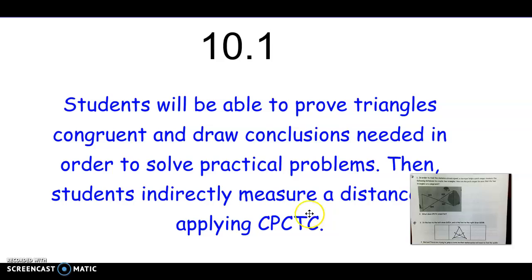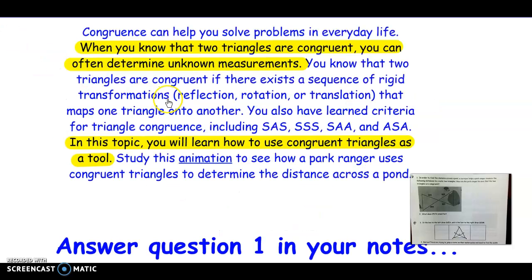So this little abbreviation is something that is used a lot in our congruent triangle proofs and things that we've got coming up, and so we'll learn what that phrase means today, and you will hear it a lot. So remember, congruence can help us solve problems in everyday life. So when we know that two triangles are congruent, we can often find unknown measurements as a result.